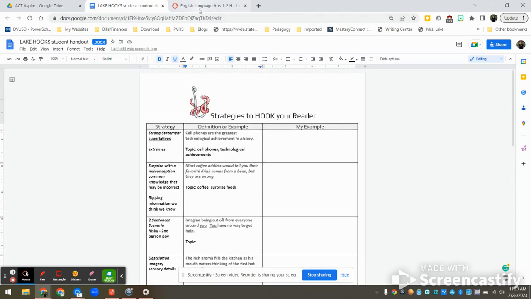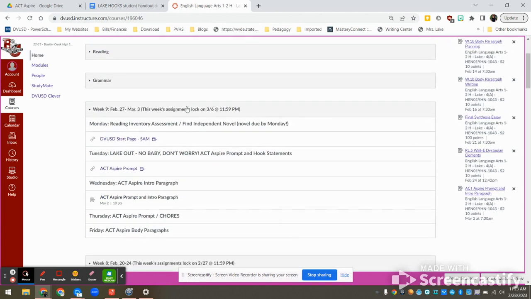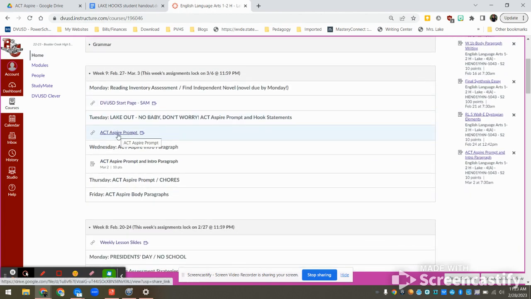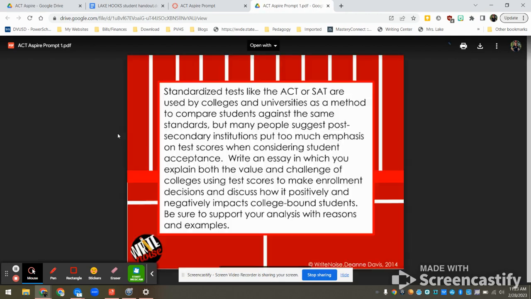Step 2 is where you're going to come over to Canvas. And if you look underneath Tuesday, you'll see this ACT Aspire prompt. This is one example of what an ACT Aspire prompt looks like. Now, the tricky thing, it's kind of nice, kind of tricky, is that with ACT prompts, you don't have any sort of articles or information to go off of. You just have the question.